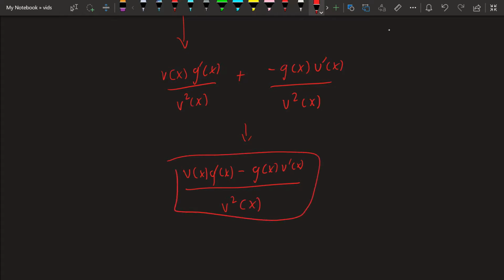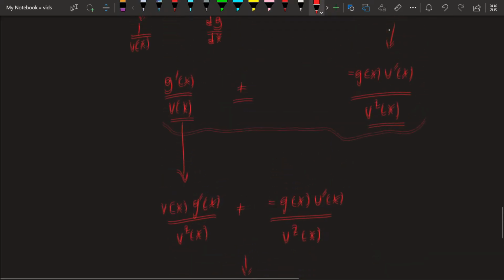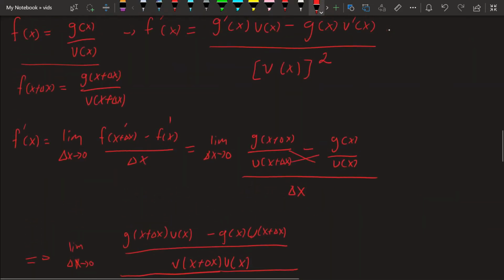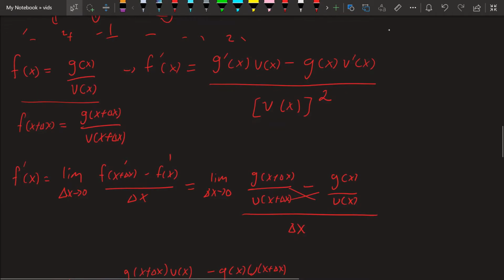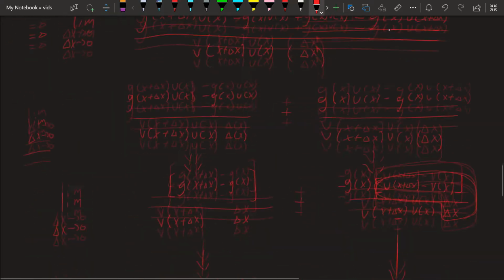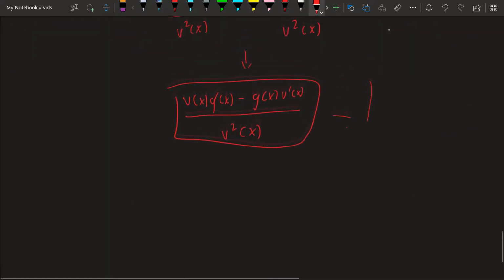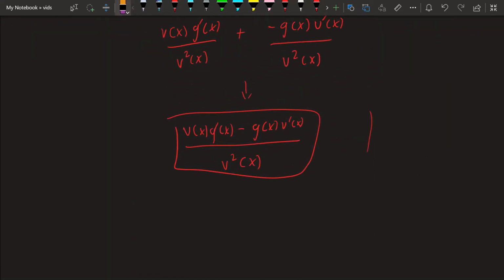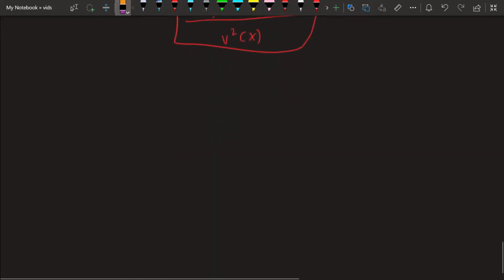What does this look like? Well, this looks like the quotient rule, which is exactly what we learned over here. Where is it? Yeah, this whole thing right here. You see that? I just proved it, and hopefully you understood. Good enough? So now let's do some exercises and examples so you guys can get the gist of it.